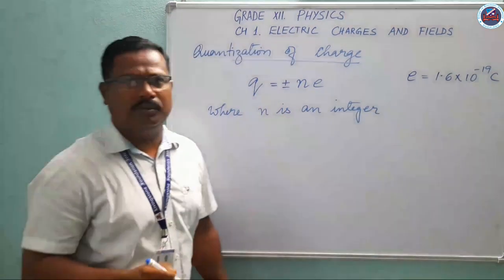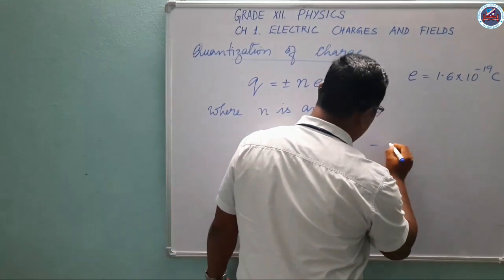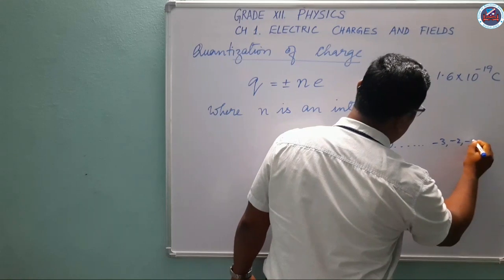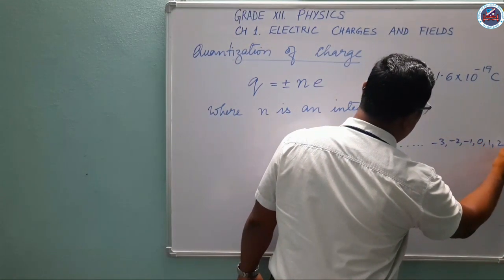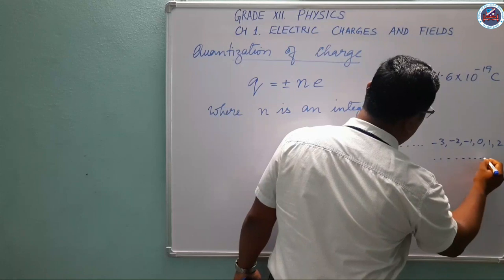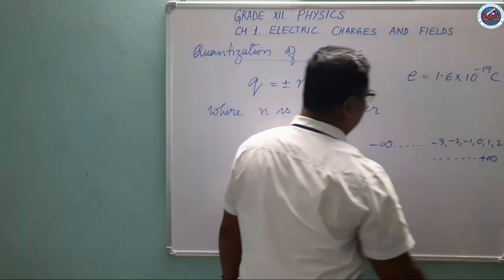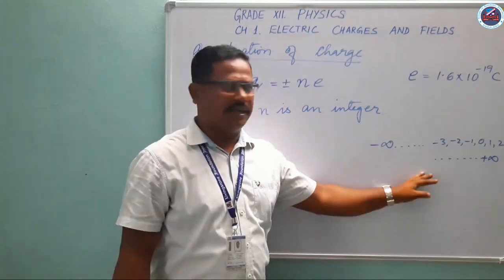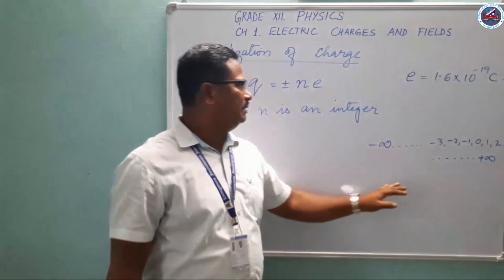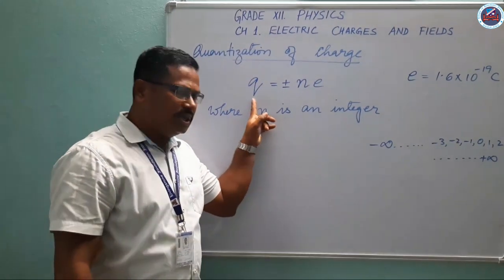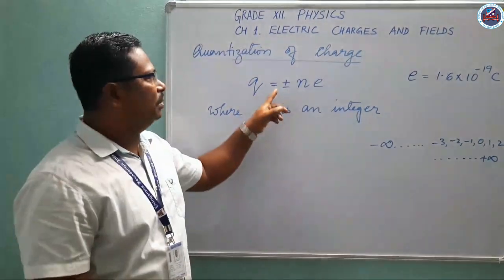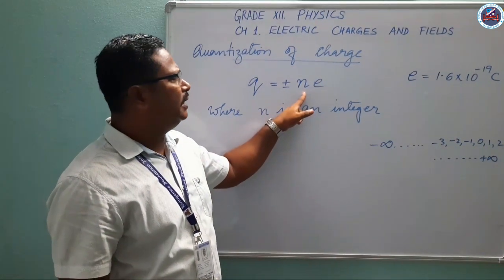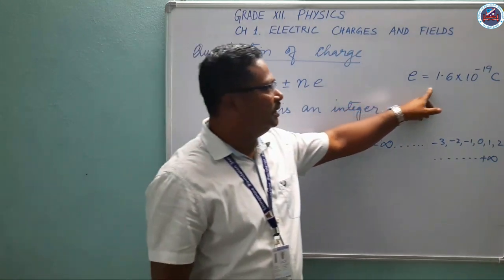I hope all of you know about integers. It starts from minus infinity, it goes on, say minus 3, minus 2, minus 1, then 0, then 1, 2, 3, 4, 5, 6, 7, 8, up to plus infinity. So these are called integers. Here you cannot see any decimal value, you cannot see any fraction. Like that, here also, the total charge a body possesses is always an integral multiple, integral meaning n is an integer, of this basic unit of charge.